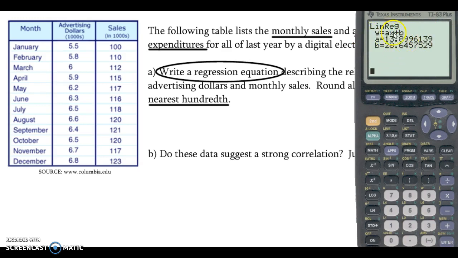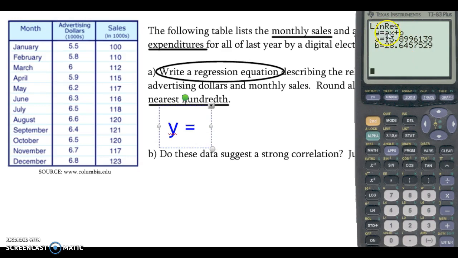It says y equals ax plus b, which should be familiar to you because this is linear form. This is standard slope-intercept form. Y equals ax plus b, with a being the slope and b being the y-intercept. The a value is going to be 13.899, etc. The b value is going to be 28.645, etc. So we're going to take these and write our equation from them.